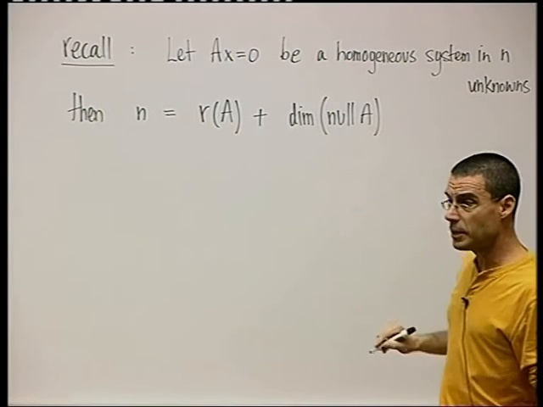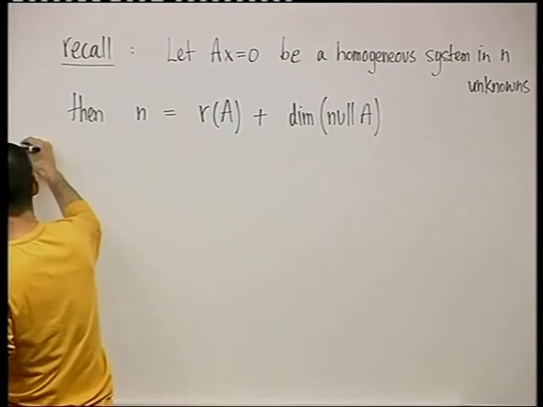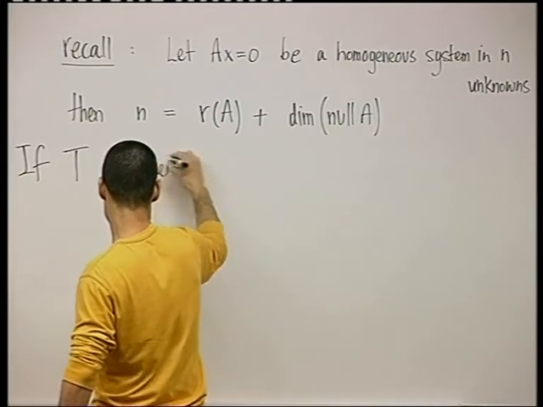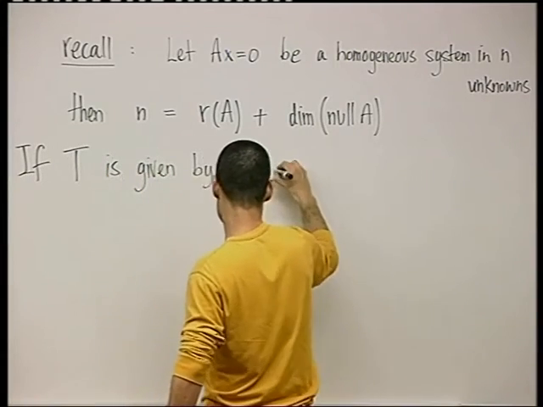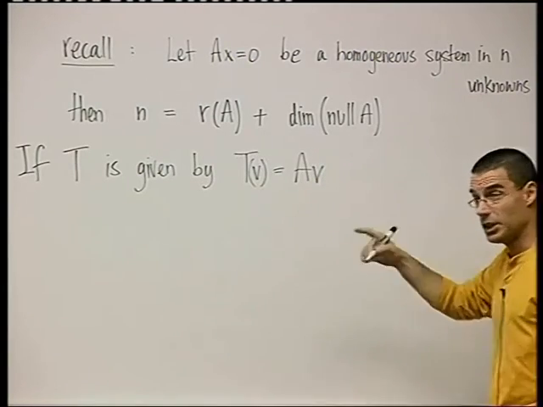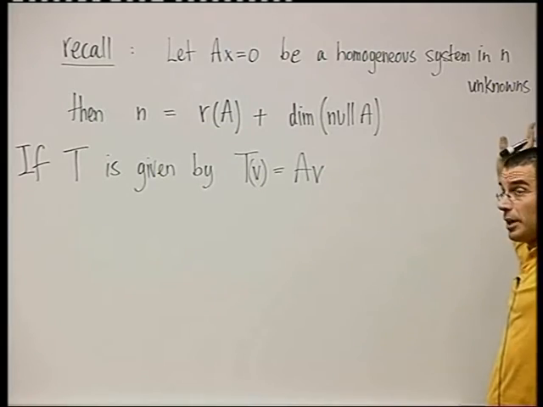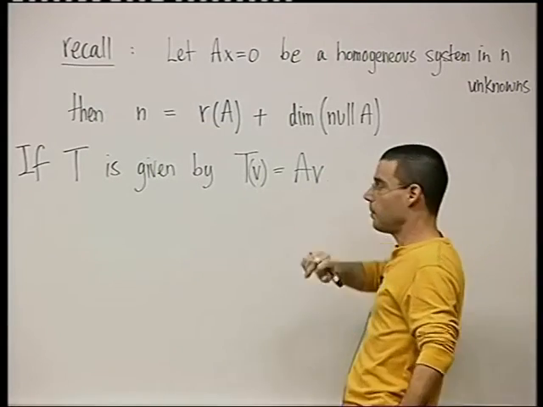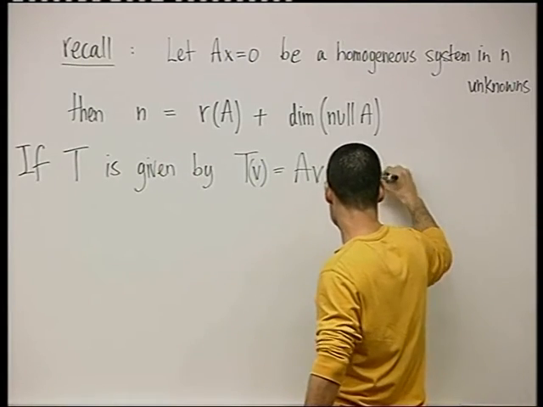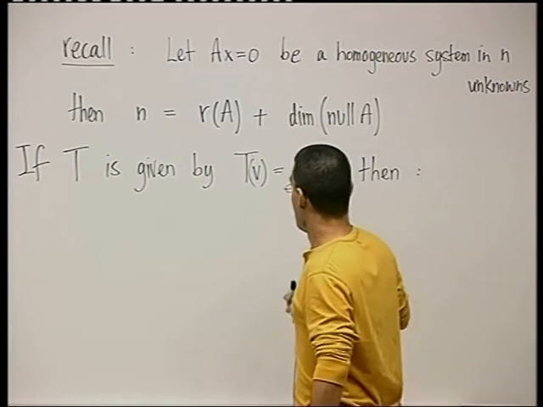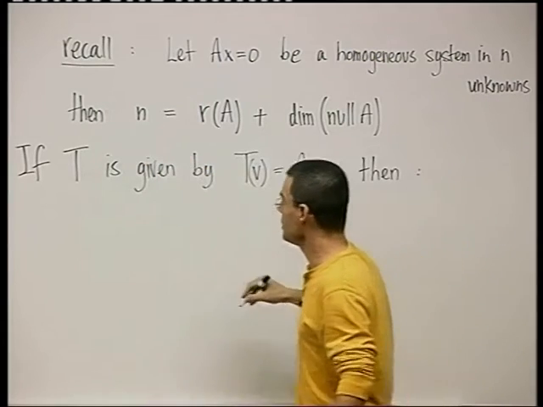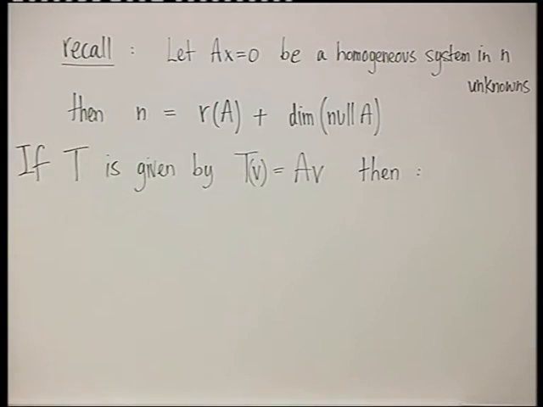Now let's look at the statement we had so far. If T is given by T of V equals A times V, if T is a linear transformation, not any linear transformation, but one that is given by multiplication by a fixed matrix, then this n is precisely the dimension of V1. I should add that here maybe.